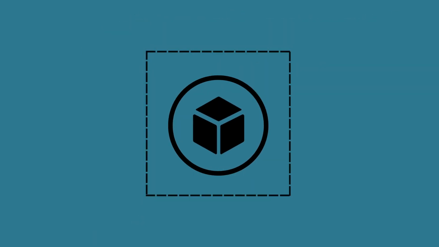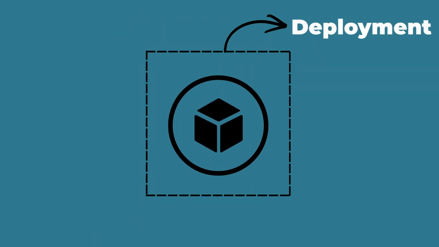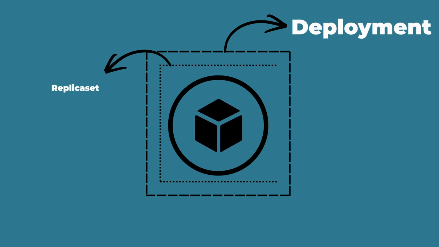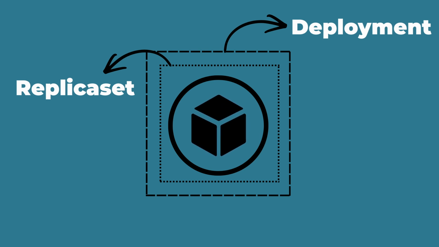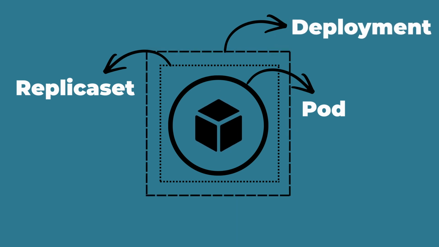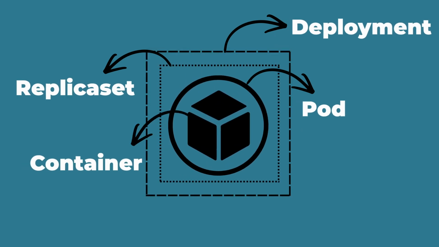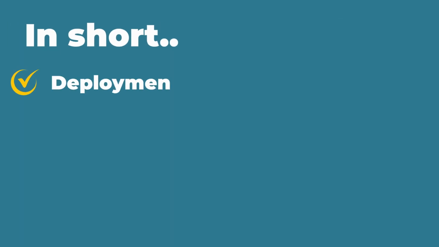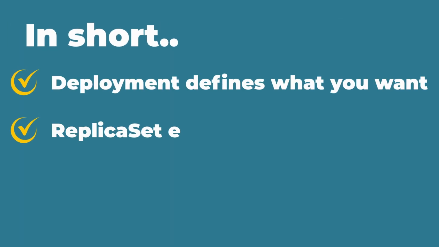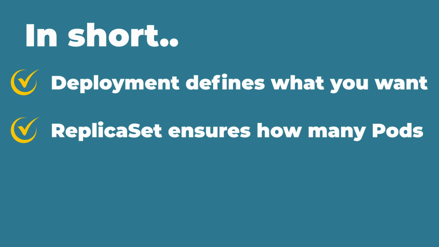Now, one important thing to understand here is that a deployment does not run pods directly. It creates another Kubernetes object called ReplicaSet, and ReplicaSet in turn creates pods. So this is the hierarchy: deployment creates ReplicaSet, and that in turn creates pods which have containers. In short, deployment defines what you want, ReplicaSet ensures how many pods you want to run, and pods run the actual containers.